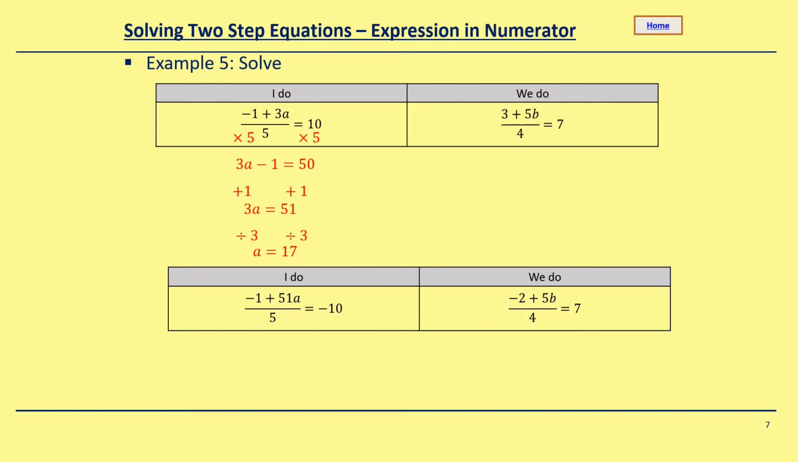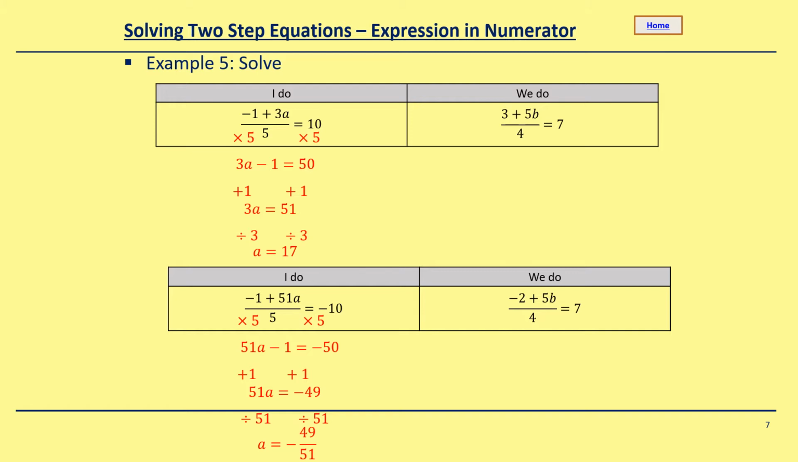On this one, minus 1 plus 51a all over 5. So I'm going to multiply by 5. So 51a minus 1, I just swap the two terms around. Remember, when you're swapping terms around, the sign belongs to the term that it's in front of. So the minus 1 will always be minus 1 no matter where you put it. Now I'm going to add 1. Now minus 50 add 1 is minus 49. Now I'm going to divide by 51. So a equals negative 49 over 51.